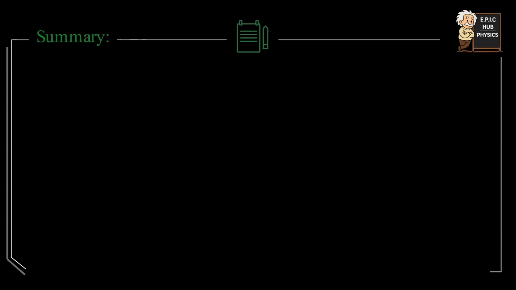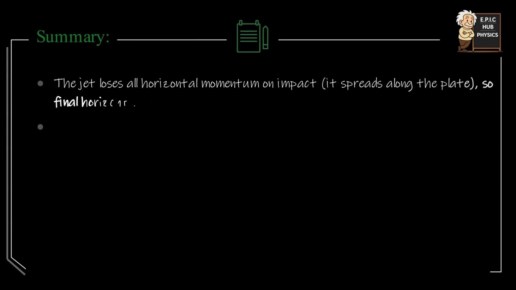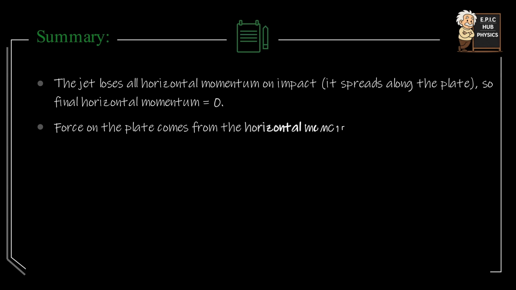Job done. Let's summarize. The jet loses all horizontal momentum on impact as it spreads along the plate in any direction but horizontal, so final horizontal momentum equals 0. The force on the plate comes from the horizontal momentum removed from the jet per second. Using delta T equals 1 second simplifies the calculation, giving F equals ρ times A times u squared.